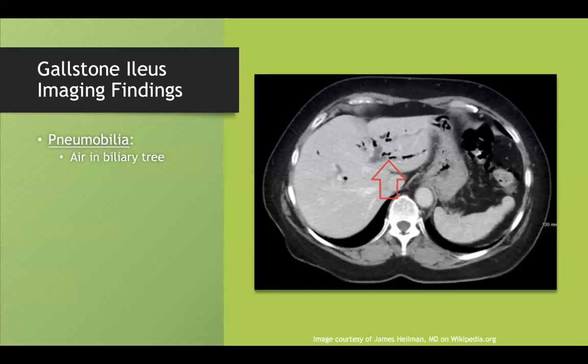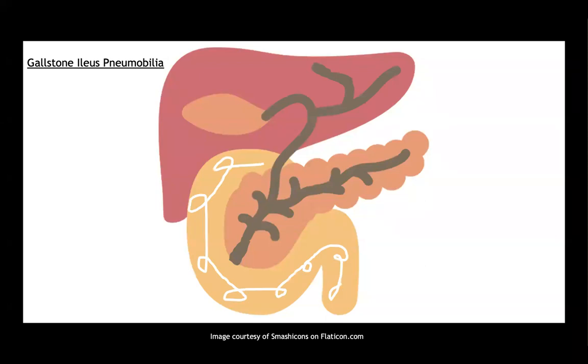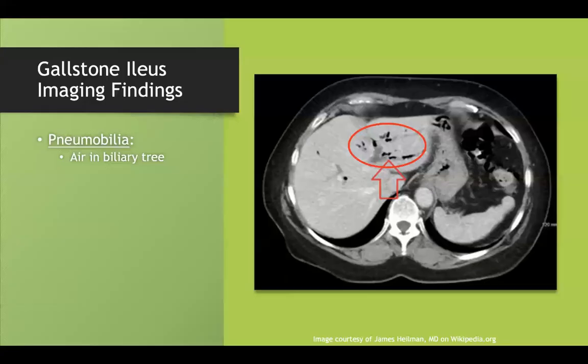So pneumobilia is air in the biliary tree, and that's unusual. Normally you can have air in your GI tract, that's fine. But if the air ever tries to get into your biliary tree, we have our sphincter of Oddi and a few other things that seal this area off and don't allow significant amounts of air inside your biliary tree. In gallstone ileus, though, you form this fistula between your gallbladder and your GI tract, and so that air can actually start moving into that region, and you'll find air in your biliary tree on imaging studies.